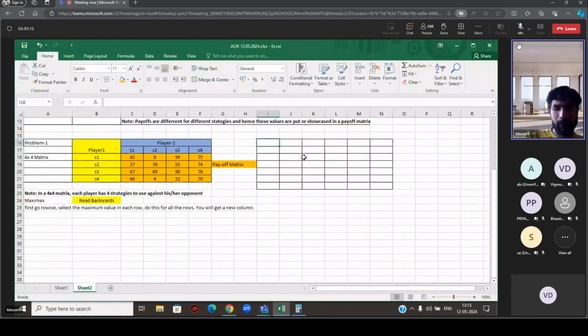So first I'm going to go with maximax. I am going with the first row. In the first row, which is the maximum value here? 99. 99, sir. Very good.